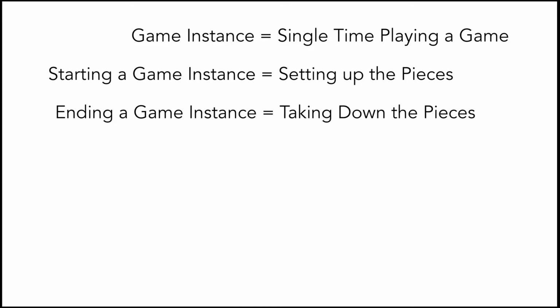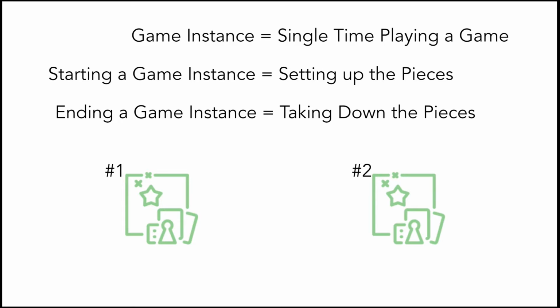Let's walk through a scenario to better understand what this looks like. Let's say there's a group of kids, and they want to play Candyland. So they set up the board game pieces, effectively starting their game instance. And let's say there's another group of kids that also want to play Candyland. So they set up their own pieces and start their own game instance. Now we have two game instances running simultaneously. Let's say the first group of kids have been playing for a while and now they're done playing the game. So they'll take the pieces down and put them away, ending their game instance.